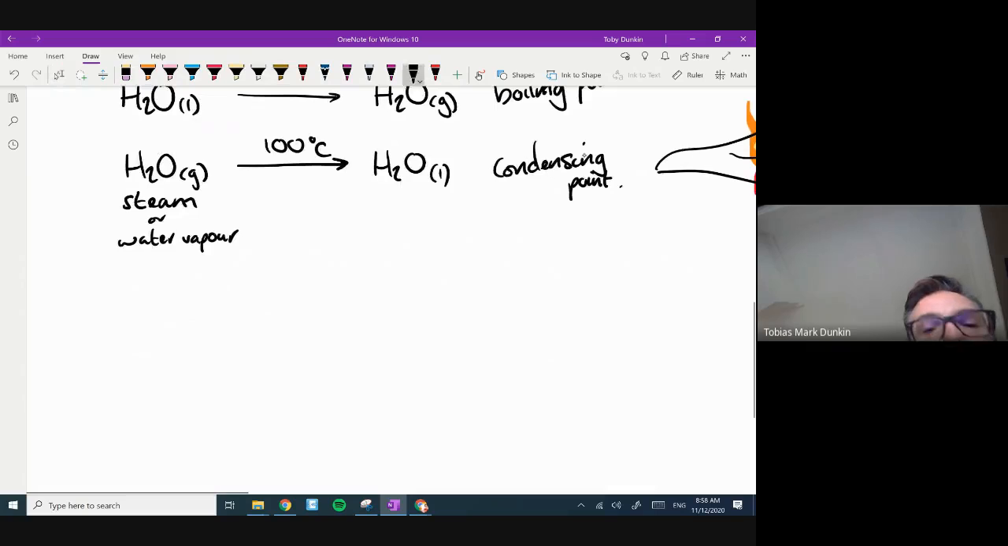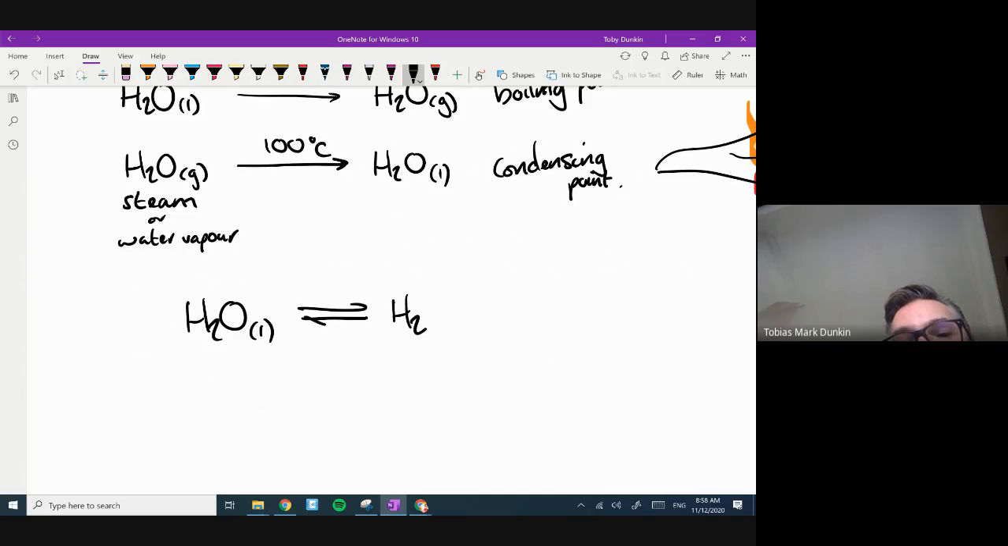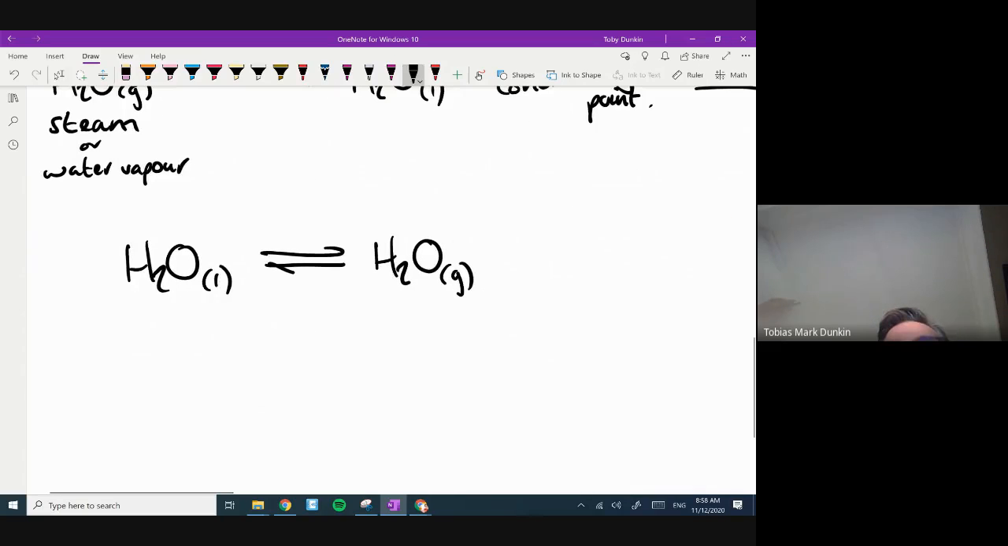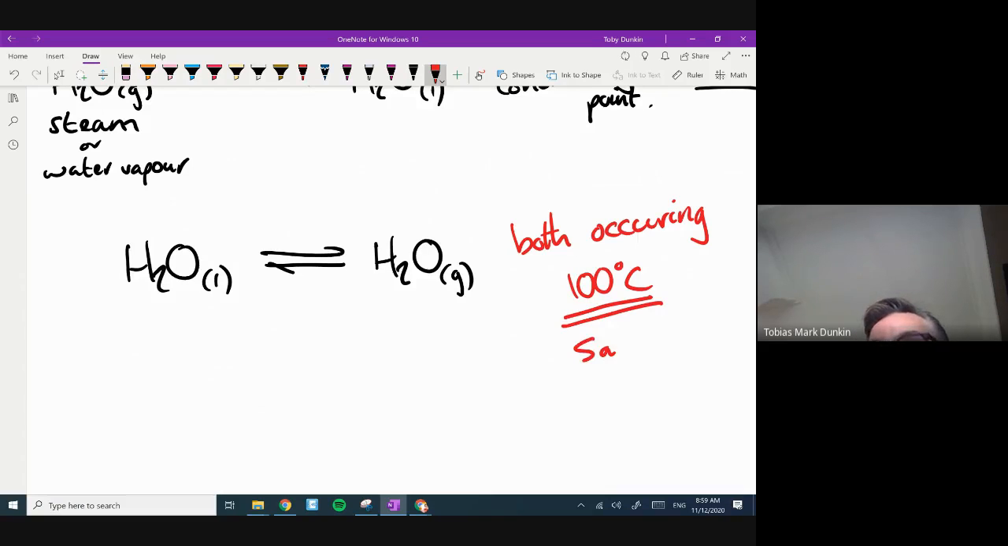What this means is, at a state change, at that point, liquid water is reversible. Some of the water will turn into steam, and then some of the steam will turn back into the water. The key thing is they are both occurring at 100 degrees Celsius. Yet they're happening at the same temperature, the same conditions. And that's really cool. That makes a lot more sense.